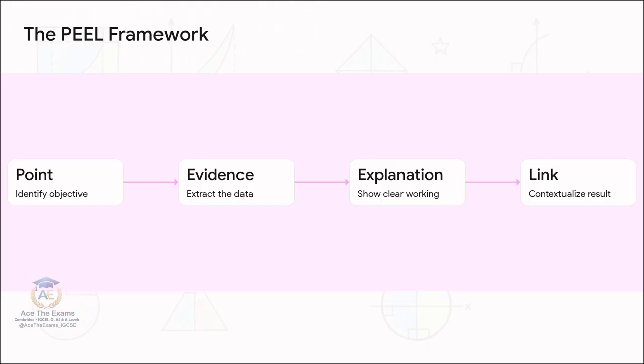Step 2 is evidence. Extract your data. Explicitly write down the limits you found using simultaneous equations. Step 3 is explanation. This is your clear, line-by-line working out of the antiderivatives and boundary substitutions. Seriously, do not skip steps here. And finally, step 4 is the link. Contextualize your result. If you calculated 2 separate areas, explicitly state total area equals area 1 plus area 2, linking your math back to the specific shaded region on the page.